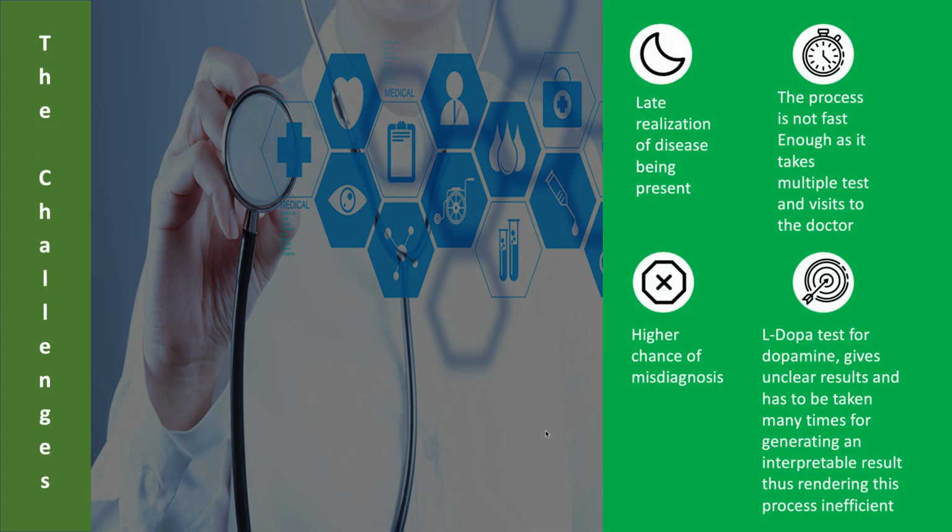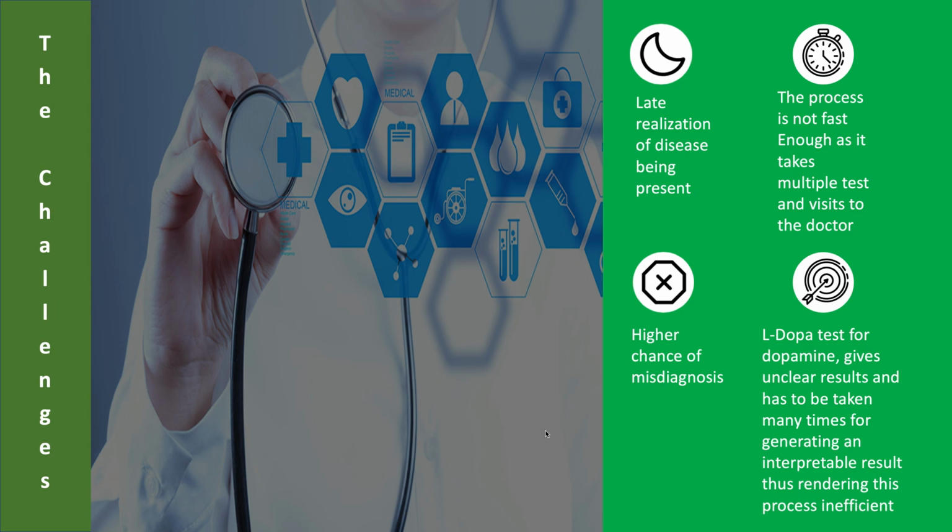Now, the current challenges are late realization of the disease being present. Parkinson's is not an easily identifiable disease. It's similar to Alzheimer's, and there are other diseases which are also very similar. The process is not fast. As I said, it takes multiple tests and visits to the doctor, right? High chance of misdiagnosis, the L-DOPA test is unclear. So there are many challenges which need to be addressed here.